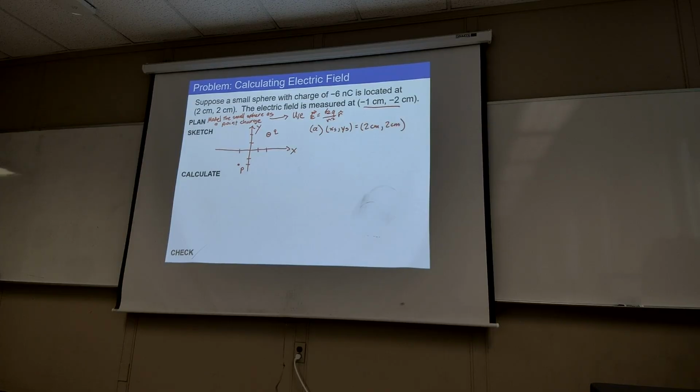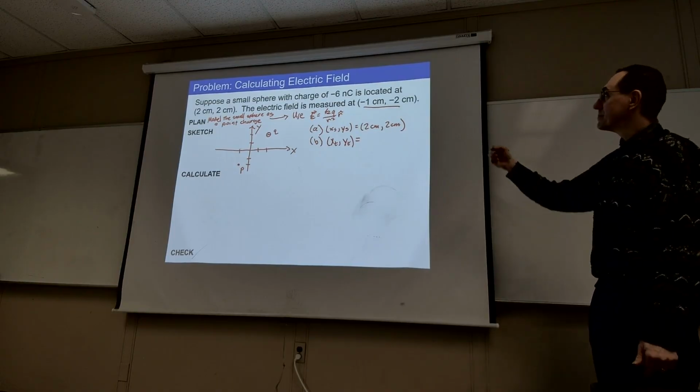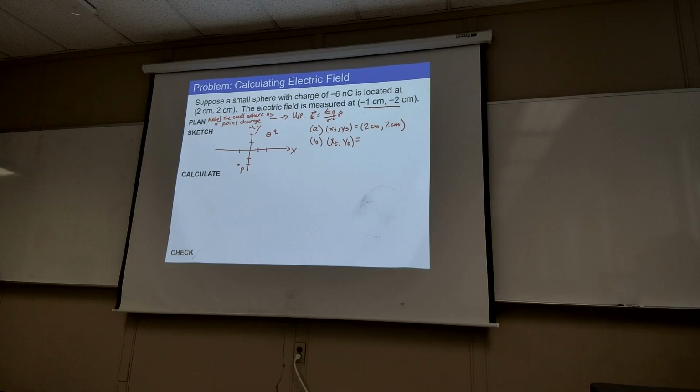Part B asks what the coordinates of the test location are. In this case, -1 centimeter and 2 centimeters. That's where we want to calculate the electric field. Great.